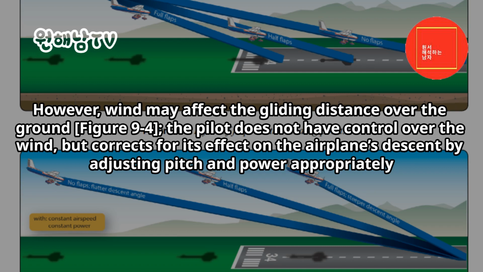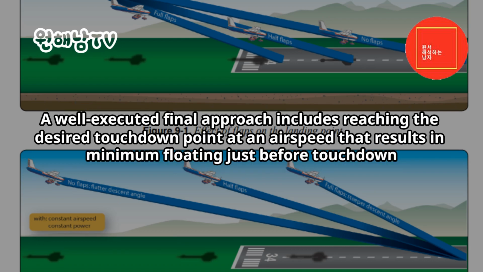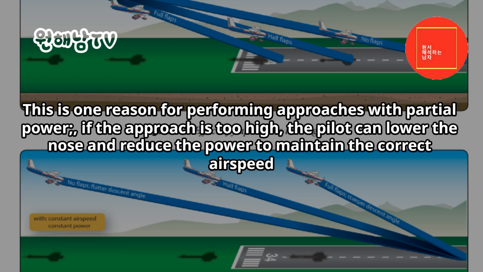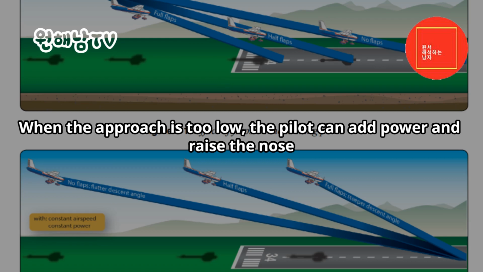Figure 9-4. The pilot does not have control over the wind, but corrects for its effect on the airplane's descent by adjusting pitch and power appropriately. A well-executed final approach includes reaching the desired touchdown point at an airspeed that results in minimum floating just before touchdown. To accomplish this, both the descent angle and the airspeed need to be controlled. This is one reason for performing approaches with partial power. If the approach is too high, the pilot can lower the nose and reduce the power to maintain the correct airspeed. When the approach is too low, the pilot can add power and raise the nose.